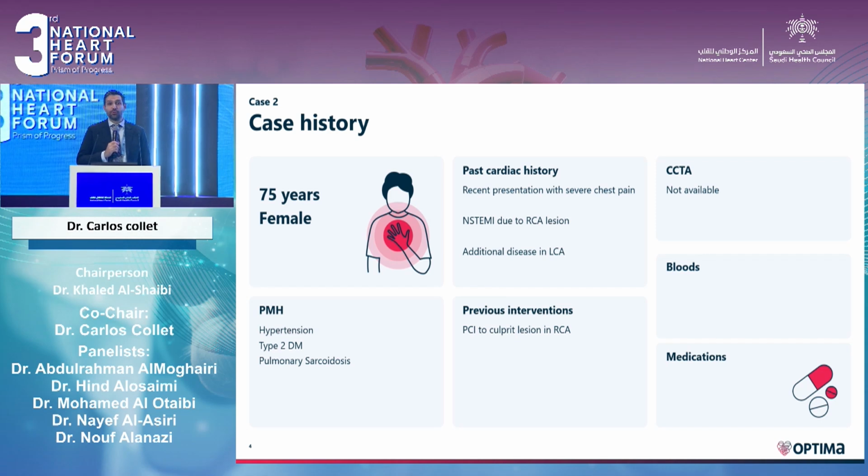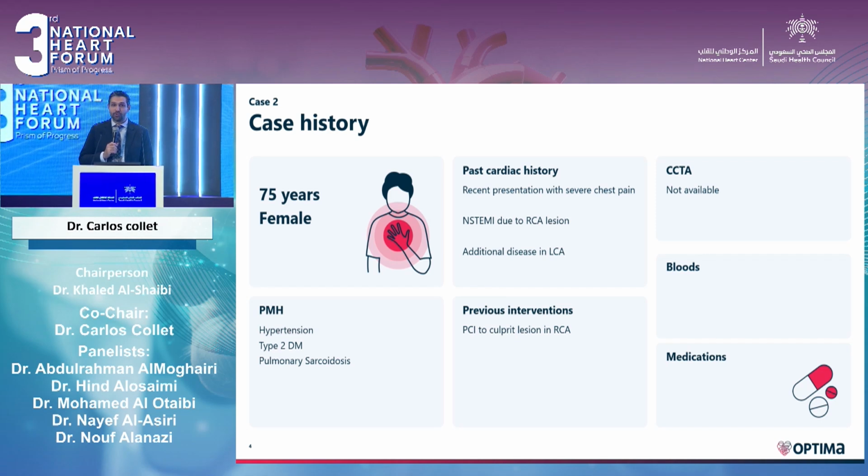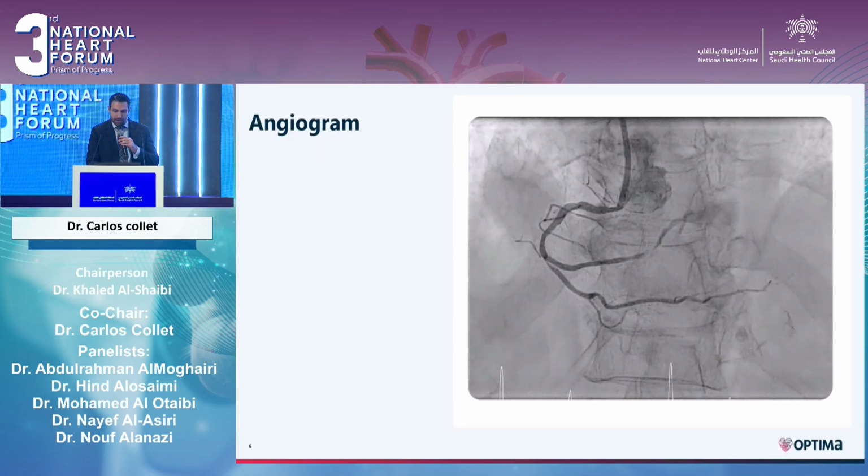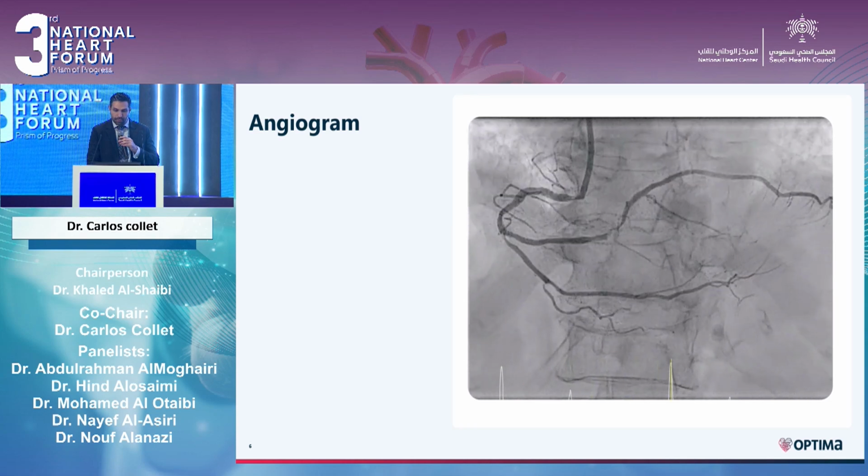We tried to get the case prepared as we did with the previous one with CT, but the CT was not available. For that reason, we will not have the pre-planning with CT. You see the risk factors on the slide, and again, the previous PCI for the culprit lesion in the right coronary. These are the pictures from the first procedure.